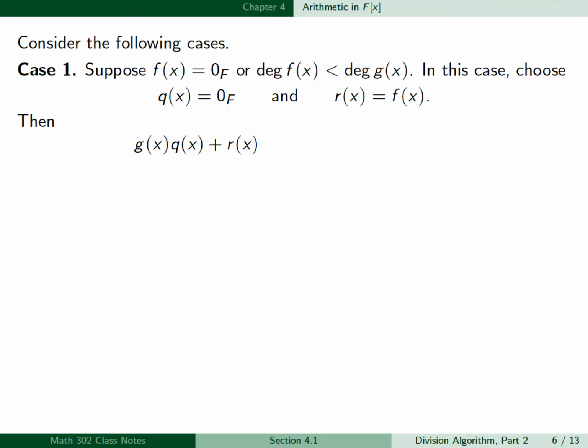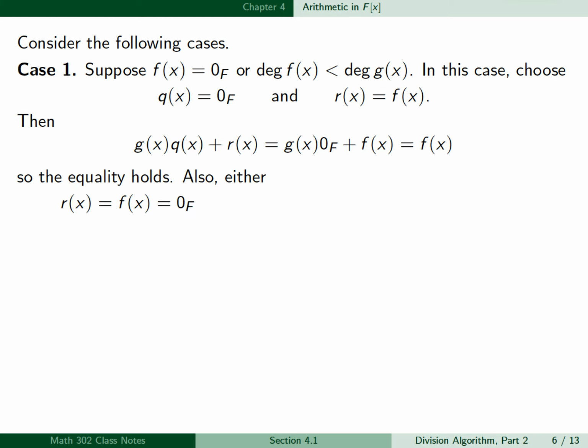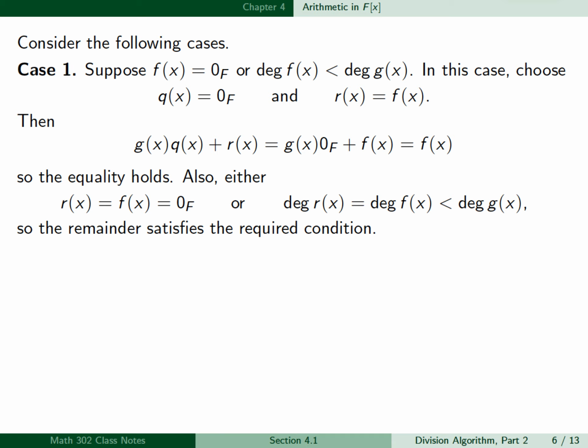Then g(x) times q(x) plus r(x) will be equal to g(x) times 0 plus f(x), which is equal to f(x). So the equality holds. Also, either r(x) is equal to f(x) is equal to 0 in the first instance, or the degree of r(x) is equal to the degree of f(x), which is strictly less than the degree of g(x), in the second instance. So the remainder satisfies the required condition, and so this proves existence in case 1.